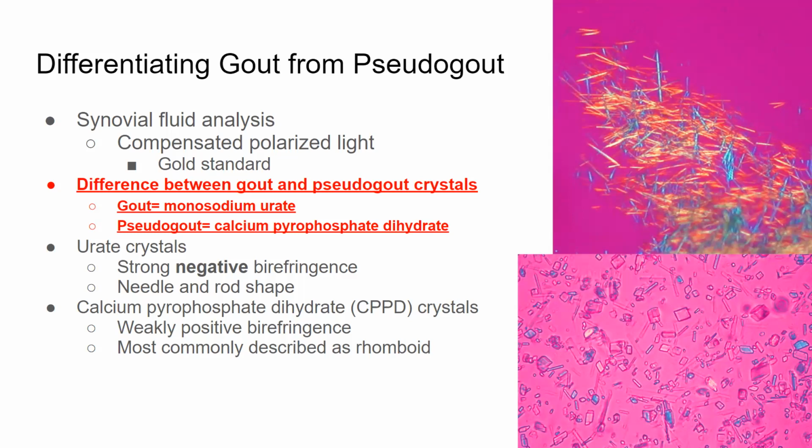And whenever they give you the polarization, the urate crystals or the monosodium urate that causes gout, they're not birefringent, so they don't polarize light, and they're needle and rod shaped, whereas the ones for pseudo gout are rhomboid shaped. So they'll most likely give you rhomboid because that's kind of a big keyword.